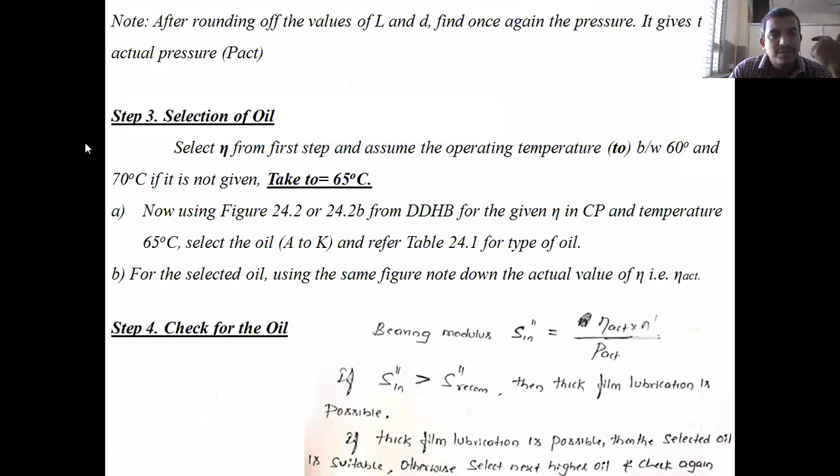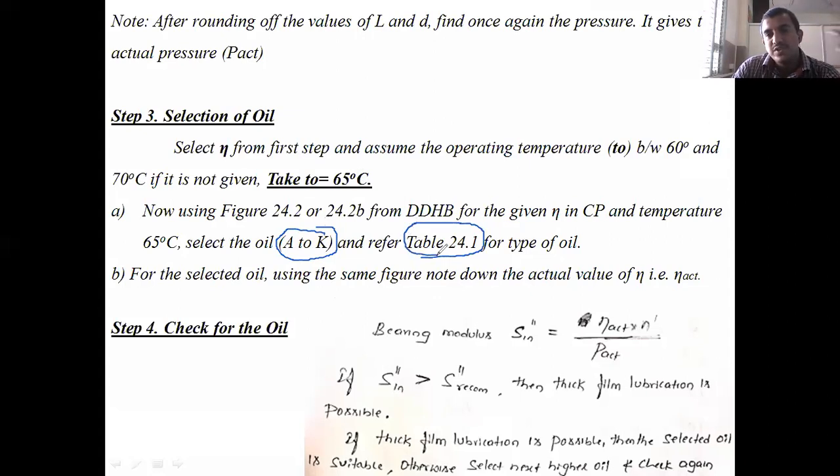And the third step is select the type of oil. By referring to Figure 24.2 or 24.2b, you take the absolute viscosity from the first step, and the operating temperature we have to assume as 65 degrees centigrade. If the value is not given, then assume the operating temperature is 65 degrees centigrade. Then take the type of oil. That type of oil varies from A to K in that figure. But you don't know what A, B, C, D up to K are, so again refer to the table. Table 24.1 tells you what type of oil you choose.